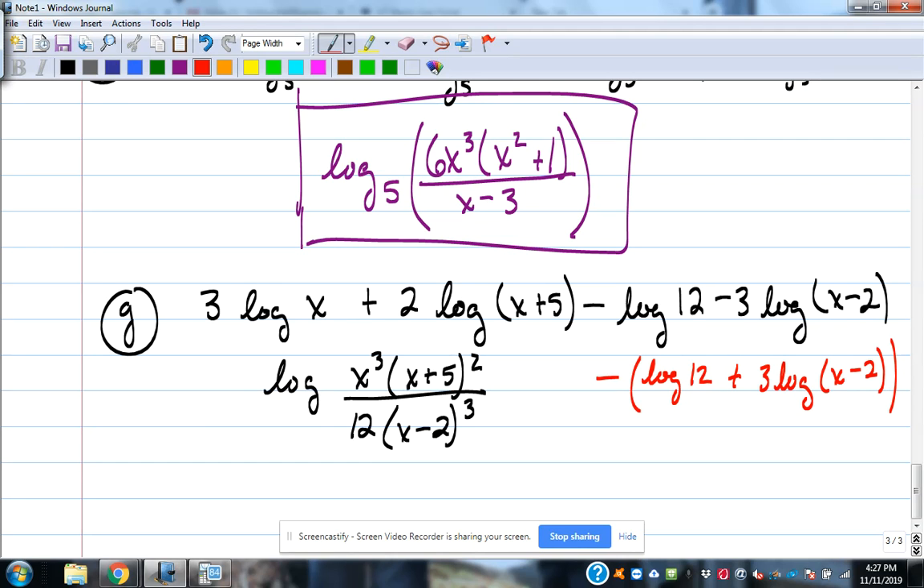Addition means multiplication, but two things being subtracted means division, so it goes in the bottom. In the denominator. So it's a lot of memorization. It is. It really is. That's it. The key is remembering the rules, and if you can memorize the rules, then you're going to be okay.